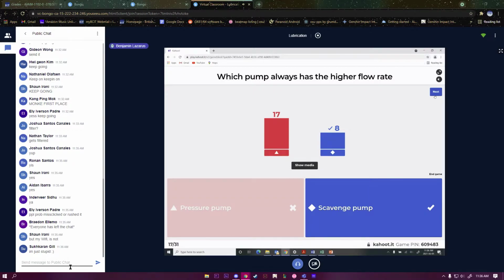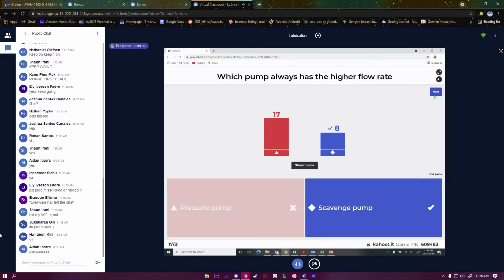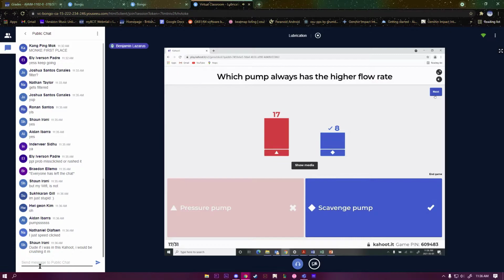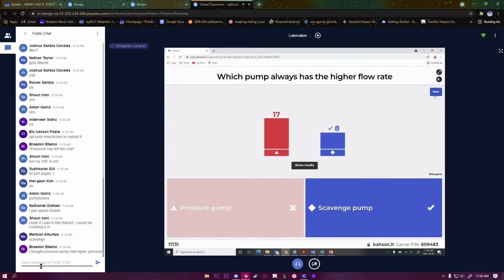Okay, this was messed up. Everyone has left the chat. Okay, what went on here? Which pump has the higher flow rate? The scavenge pump. What happens if you put a bigger pressure pump than scavenge pump? You'll end up flooding your engine with oil. You will not have a dry sump, right? The higher pressure pump has higher pressure, but this doesn't ask the pressure. This asks the flow rate.